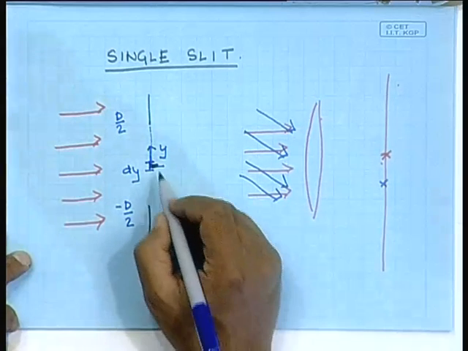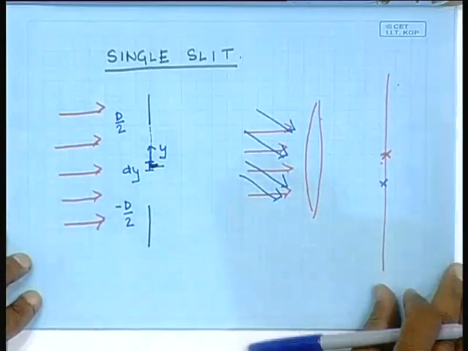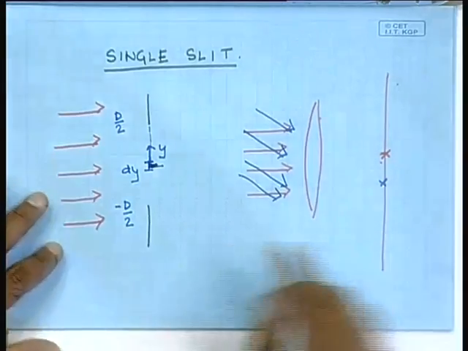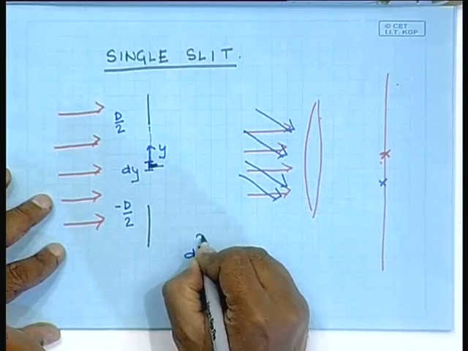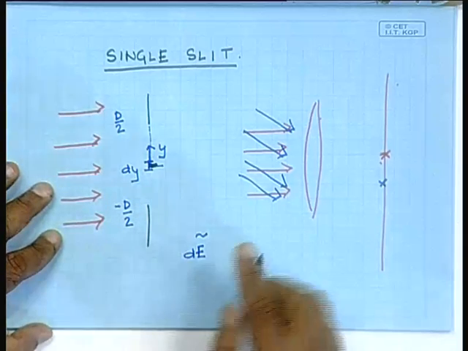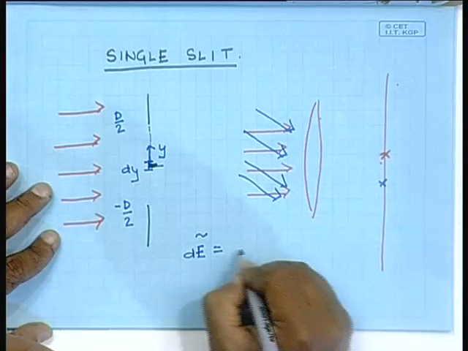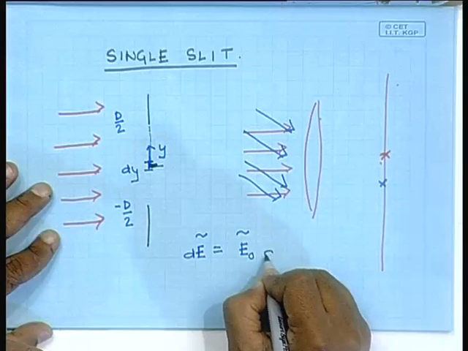The amplitude of the wave which comes out from here, we will write as d E tilde. The amplitude in complex notation is the complex number E tilde. So, we will write down the amplitude of the wave as E0 dy.